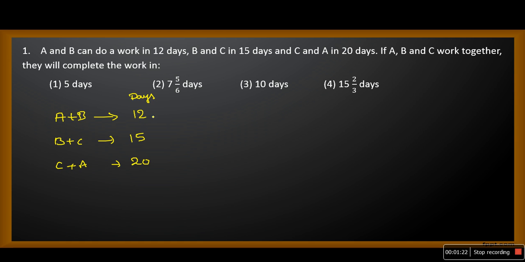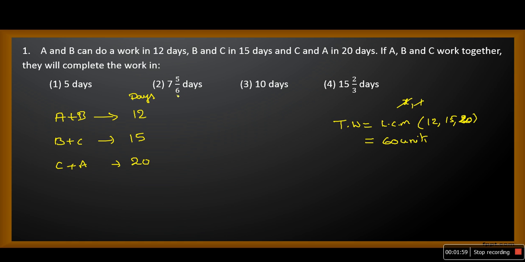Okay. Now, how to solve this question? We don't know the total work. Instead of taking total work as X units or 1 unit, we will choose a convenient value. How to choose that convenient value? Total work is nothing but the LCM of the given days. What is the LCM of 12, 15, 20? The LCM of 12, 15 and 20 is 60. Assume the total work as 60 units.